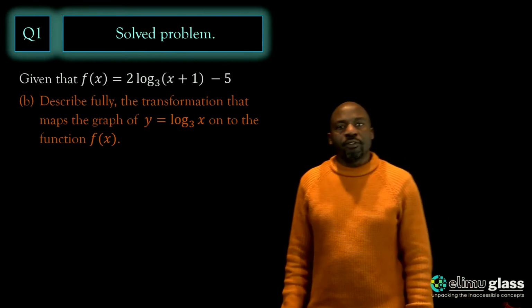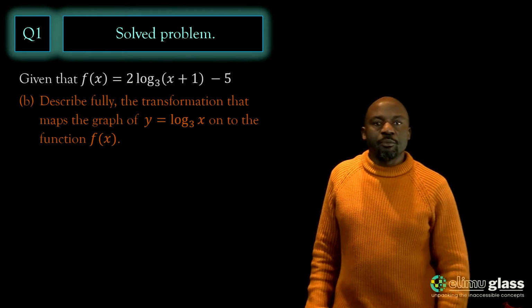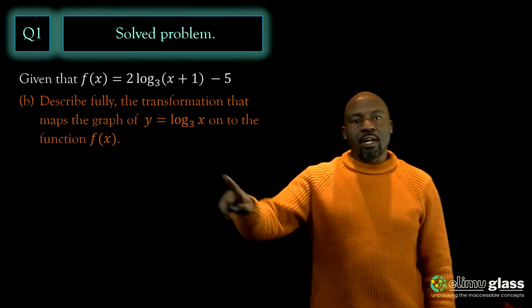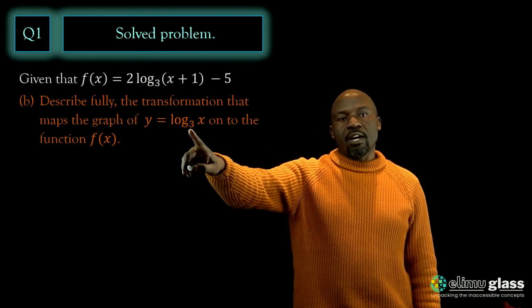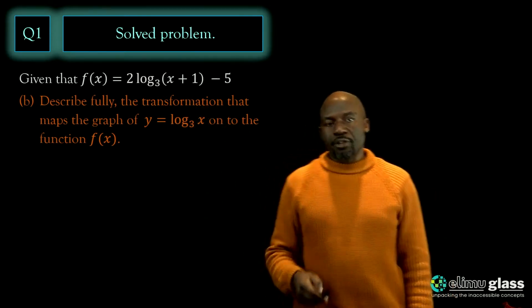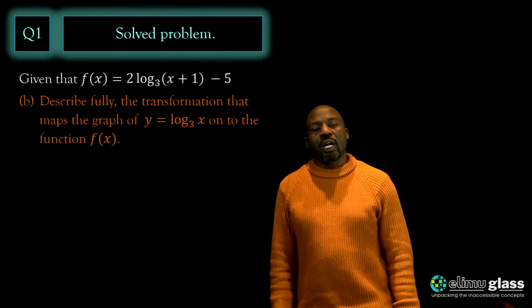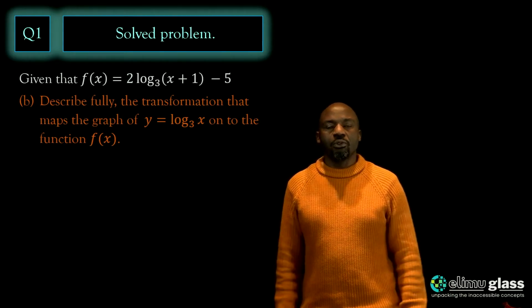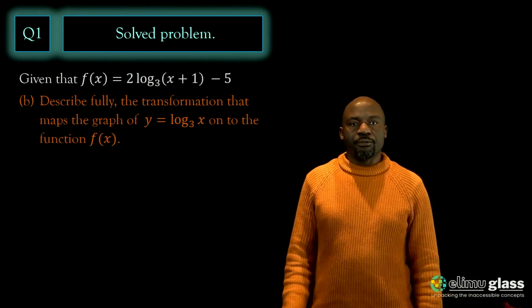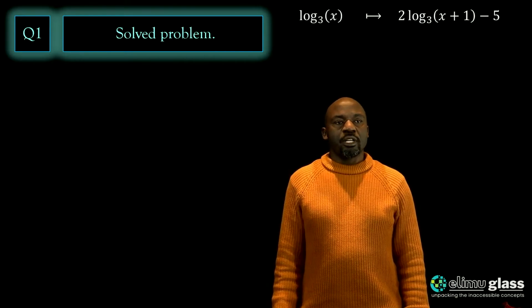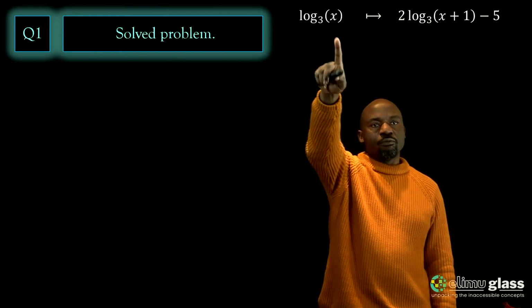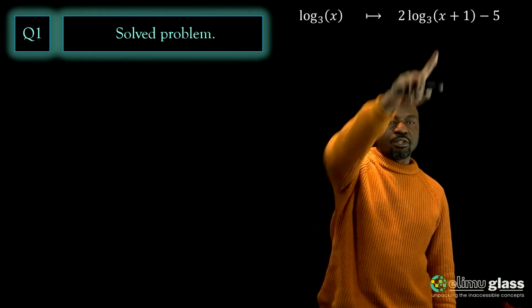Okay, now part B of the question is to describe fully the transformation that maps our graph, maps the primary logarithmic graph onto our function there, f of x. You can only answer these questions if you've gone through transformation of functions, assuming that you've done that. So we want this to be transformed onto that.